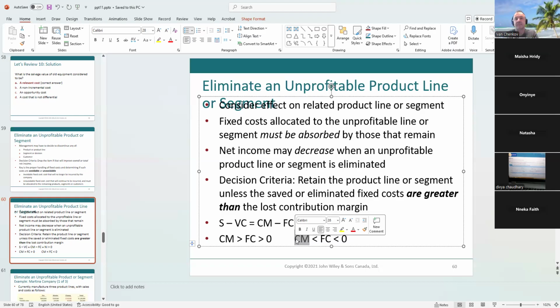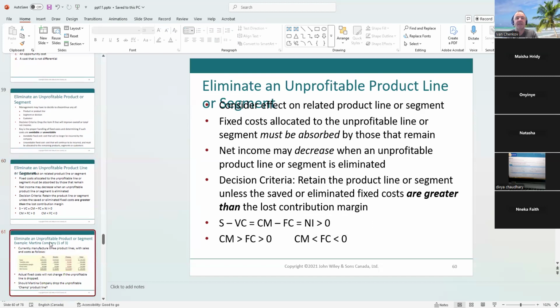Basically, you are telling us that if contribution margin is 500 and fixed cost saving is 600, then we will have to eliminate. Yes, that's exactly what I'm saying. Make sense? So now let's see it in the example.